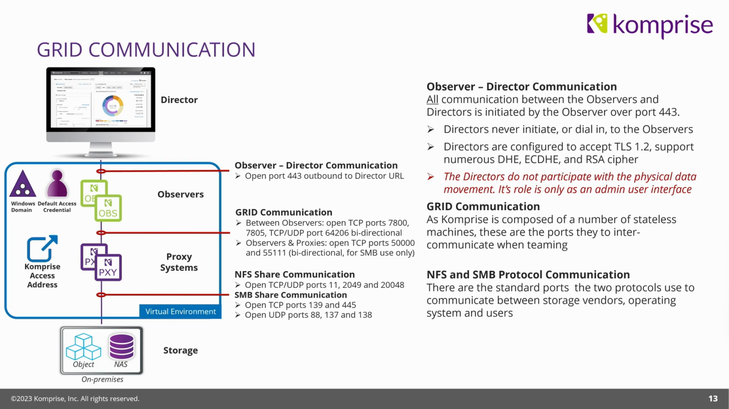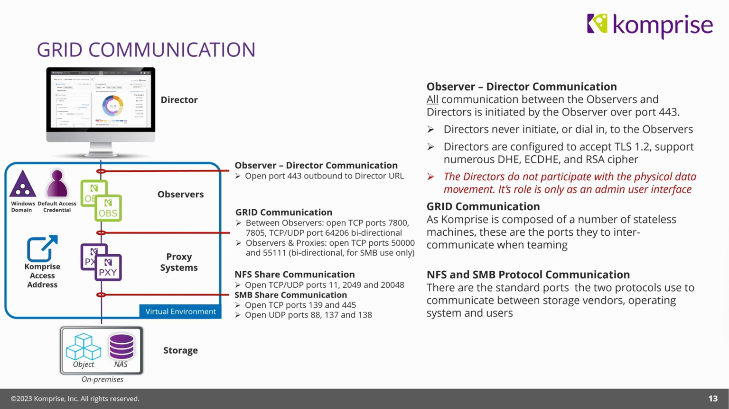The observers and proxies share grid communication over the ports listed here. If your security group has strict rules, you may need to ensure these ports are open and available for Komprise components to intercommunicate. Additionally, there are standard protocol communication ports used for NFS and SMB transfers. These are likely already open in your environment.